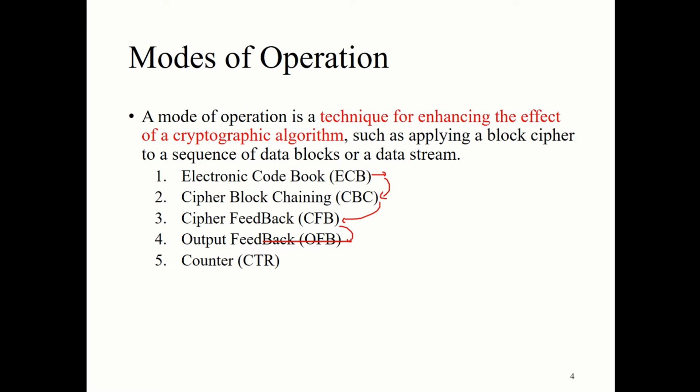So a mode of operation is basically a technique for enhancing the effect of a cryptographic algorithm. They can be used with any algorithm in order to increase the security and also the performance of the algorithm. So these are the 5 block cipher modes. We're going to study each one of them separately and see how they work, what the difference between them is, and what the advantages and disadvantages of each one are.